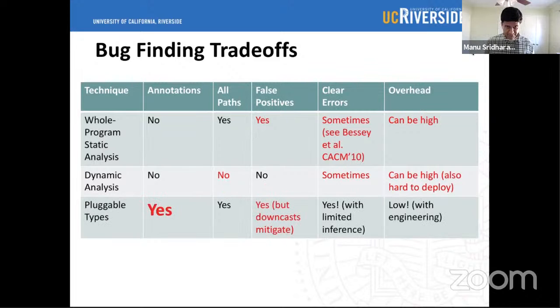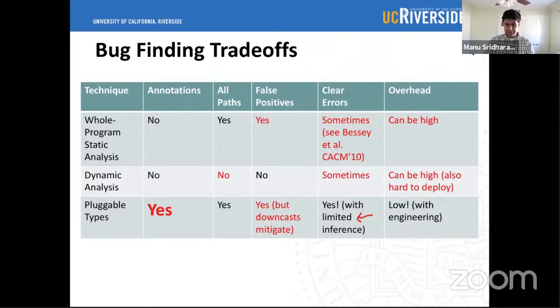So where do pluggable types fit in? On many axes, I would argue that they have advantages over these other approaches. So in terms of error messages, I think that pluggable types can give you clearer error messages than either static or dynamic analysis. The user does have to understand what the type system is doing, but once they do, the key advantage here is that the errors often only relate to code in a very local scope, say within a single procedure.